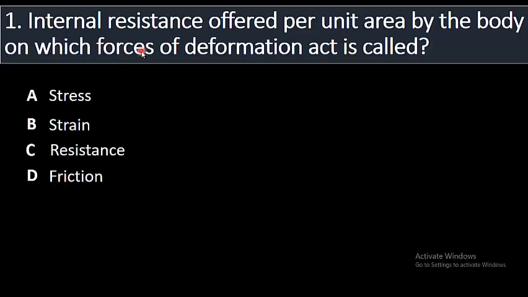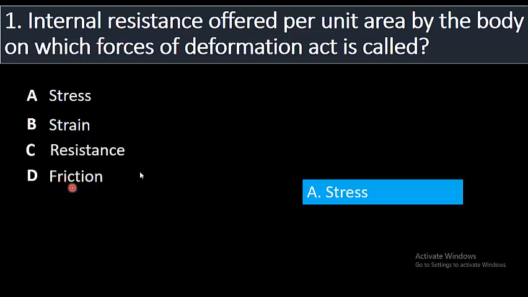The first MCQ: internal resistance offered per unit area by the body on which forces of deformation act is called option A stress, option B strain, option C resistance, and option D friction. The right answer for this MCQ is option A, stress. Stress is the internal resistance offered per unit area by the body on which forces of deformation act.